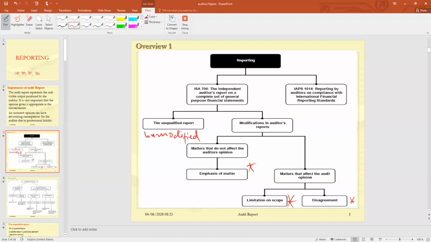If you can foresee that you're going to end up disclaiming the opinion because of a scope limitation imposed on you, because you won't have enough time to carry out the audit effectively, then at that point in time you will need to withdraw from the audit engagement. You refuse to be appointed as the auditor.